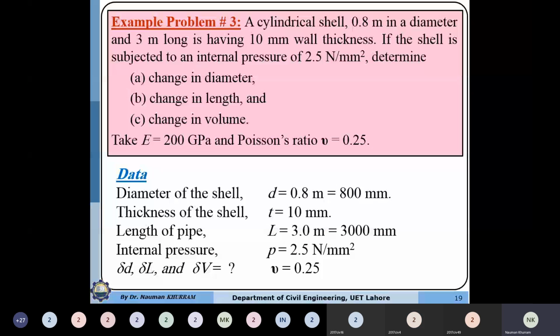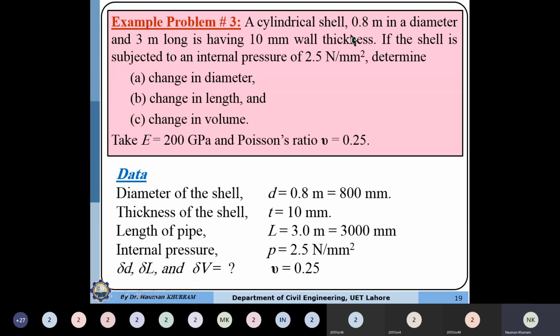Okay, Bismillahirrahmanirrahim. Before the break, we derived the expressions to determine the change in diameter, change in length, and change in volume. I have explained two methods to determine the change in dimensions. First of all, we need to understand the problem statement.